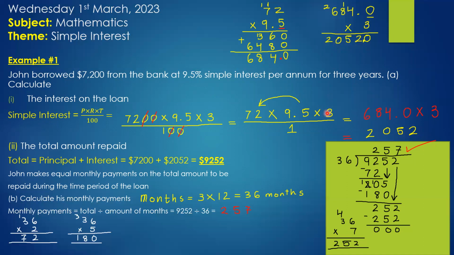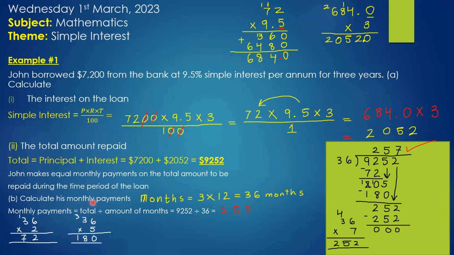Okay. Understood. So part B, the total amount repaid. Total equals principal plus interest. So the principal was 7,200 plus 2,052. We're going to add that and we're going to get 9,252.